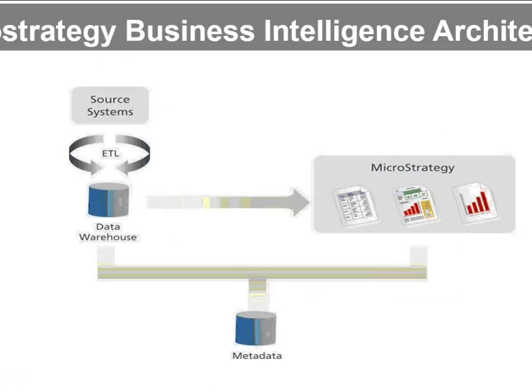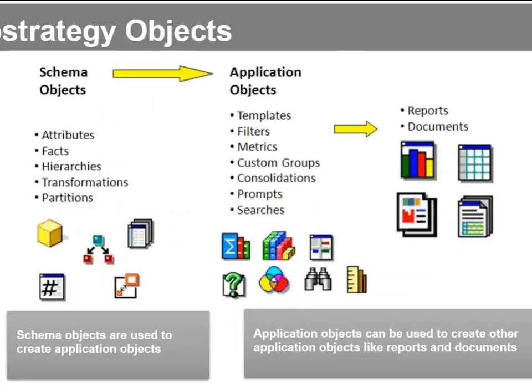Whenever you create any kind of object in MicroStrategy, just to walk you through what kind of objects we have, these are all the objects we have in MicroStrategy. We have schema objects, application objects, and reports, documents, and dashboards. Don't worry, this is just to make you familiar with the terminologies, and we're going to cover every kind of object in much more detail.